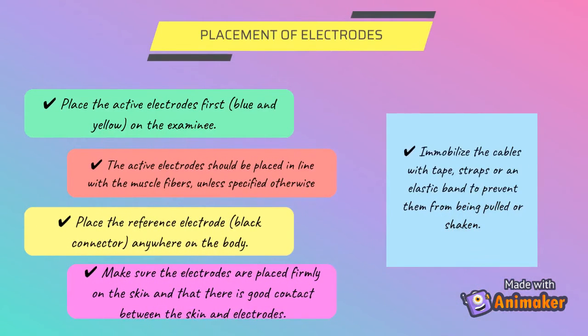Place the active electrodes first, blue and yellow, on the examinee. The active electrodes should be placed in line with the muscle fibers, unless specified otherwise. Place the reference electrode, black connector, anywhere on the body. Make sure the electrodes are placed firmly on the skin, and that there is good contact between the skin and electrodes. Immobilize the cables with tape, straps or an elastic band, to prevent them from being pulled or shaken.